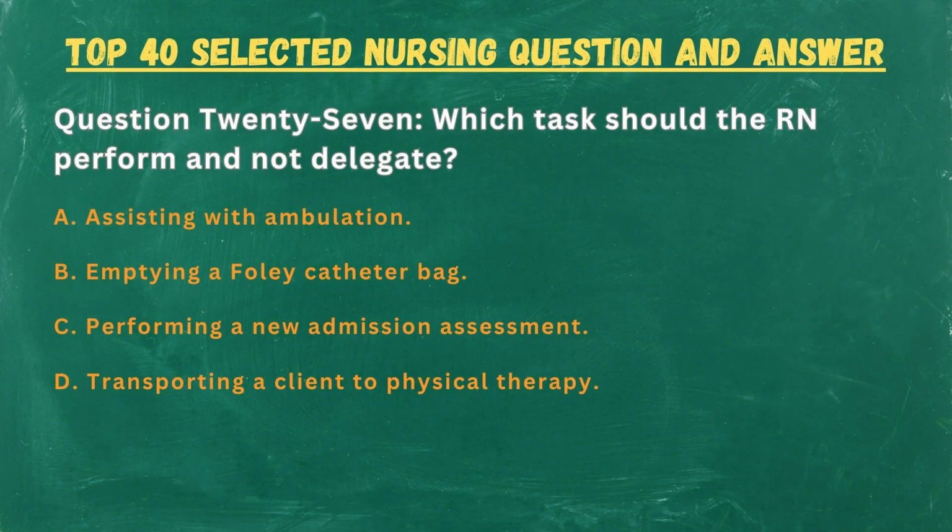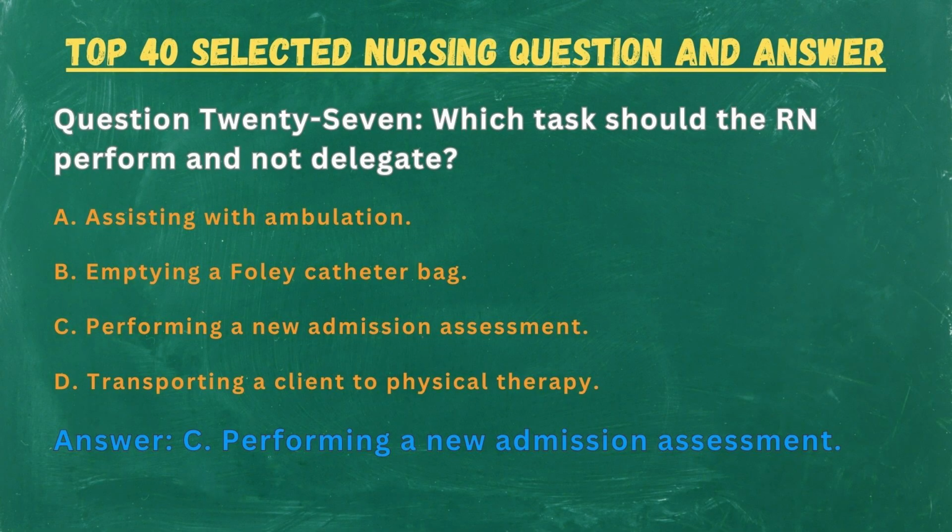Question 27. Which task should the RN perform and not delegate? A. Assisting with ambulation. B. Emptying a Foley catheter bag. C. Performing a new admission assessment. D. Transporting a client to physical therapy. Answer: C. Performing a new admission assessment.